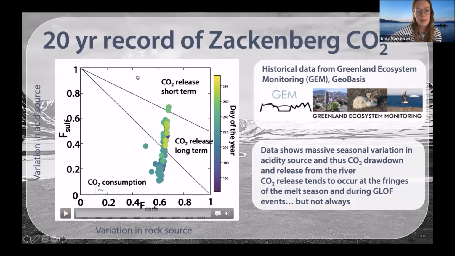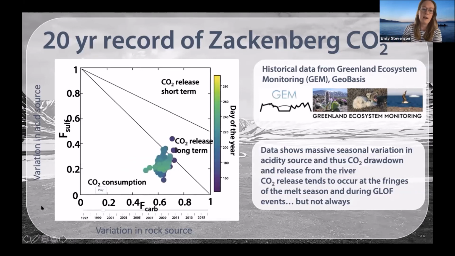So again, what you're looking at is a variation in acidity against a variation in rock source, which you would not really expect to change because you're not changing location. The geology should stay the same. And if you see data points in this region, it means on that particular day, the CO2 was consuming. So the river's drawing down CO2 from the atmosphere. And if it's in either of these two regions, it means it's releasing CO2. So almost like it's breathing, it's changing day to day. So you can see how this is varying over the last 20 years.